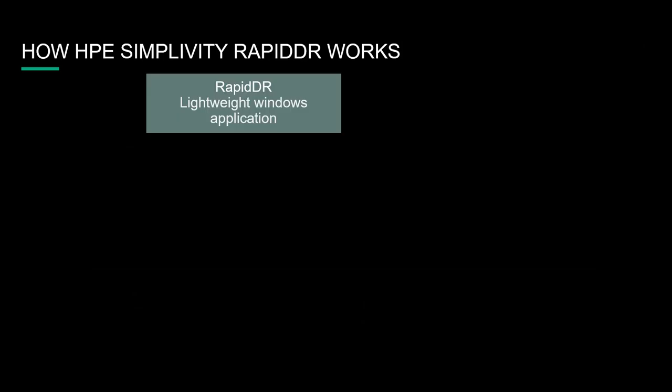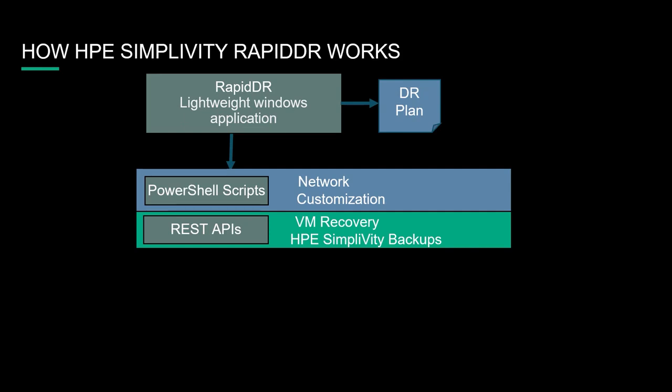Built using the HPE SimpliVity REST APIs, Rapid DR is a DR automation utility with two key components. The Rapid DR tool is a lightweight Windows executable, and the recovery configuration file is a simple XML file with all the disaster recovery configuration details, including the failover and the failback workflows. The solution further extends the inherent data efficiencies of HPE SimpliVity's hyperconverged infrastructure solution, slashing recovery point objectives and recovery time objectives from days to hours to minutes.